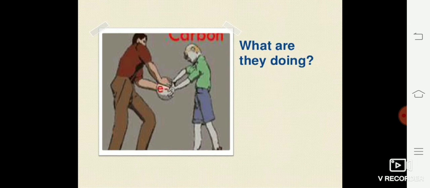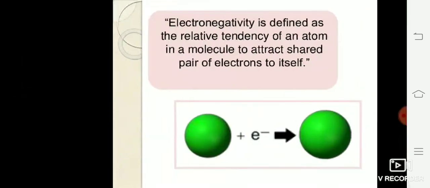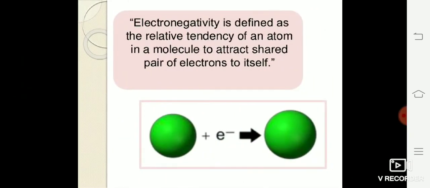Whereas in case of methane, we know that carbon has atomic number 6, electronic configuration 2, 4. Carbon cannot donate or accept 4 electrons. Therefore, carbon shares its 4 electrons with 1 electron of hydrogen each and forms a bond which is called a covalent bond. Now, you can see on the screen, if you want you can write it down.